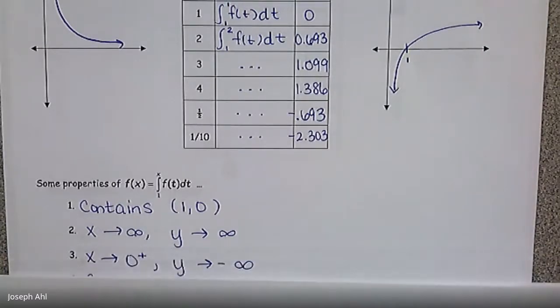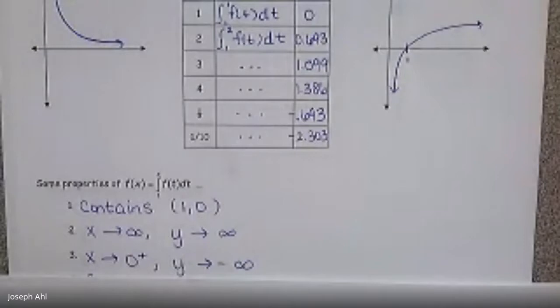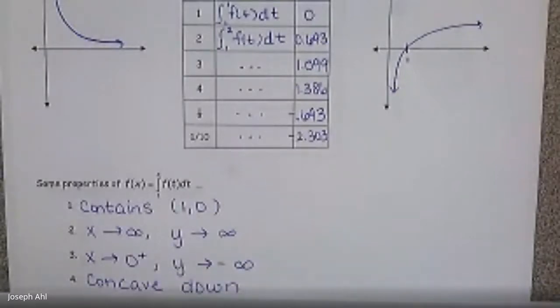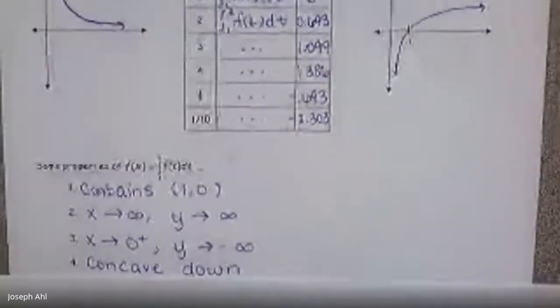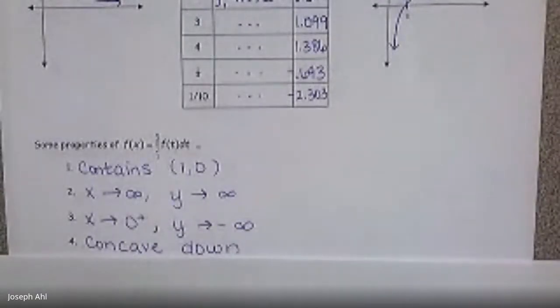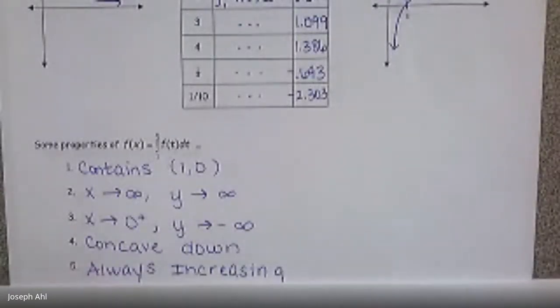Now, as x goes to 0 from the right, we get y is going to negative infinity. That definitely looks like we're approaching some sort of vertical asymptote. The graph is entirely concave down. That's a good way to describe it based on the inflection there. And then it is always increasing as well.